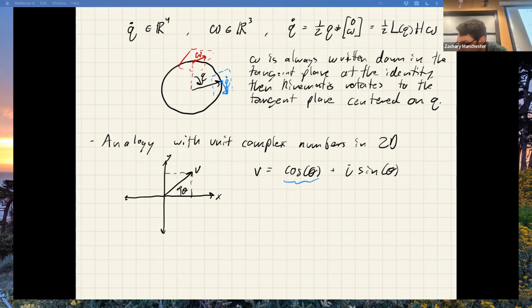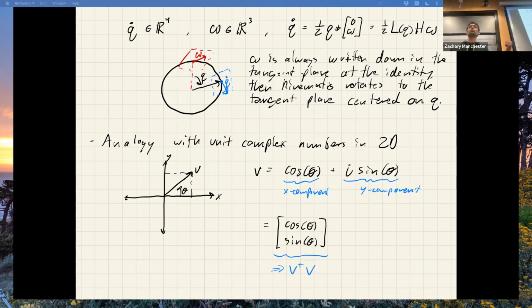And so this is your X component, and this is your Y component. Just looking at that, if I stack it up as a vector, I've just got cos theta, sine theta. And it's super obvious that if I take V transpose V, I'm going to get cos squared plus sine squared. That's got to be 1, right? Everyone cool with that? Checks out.